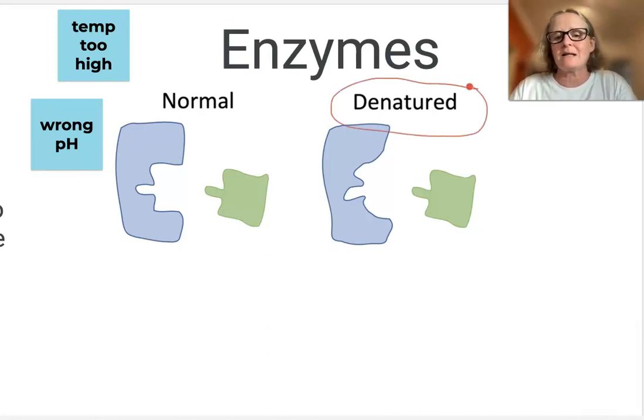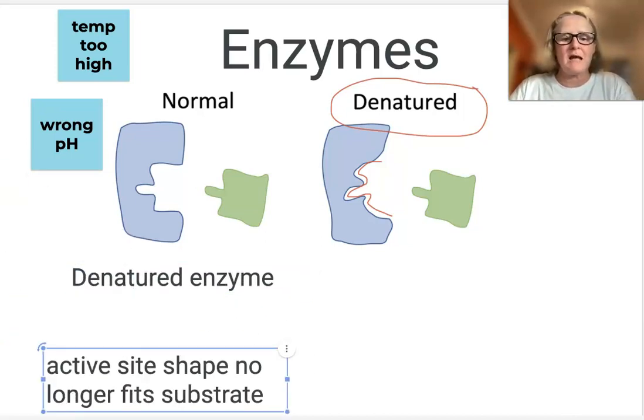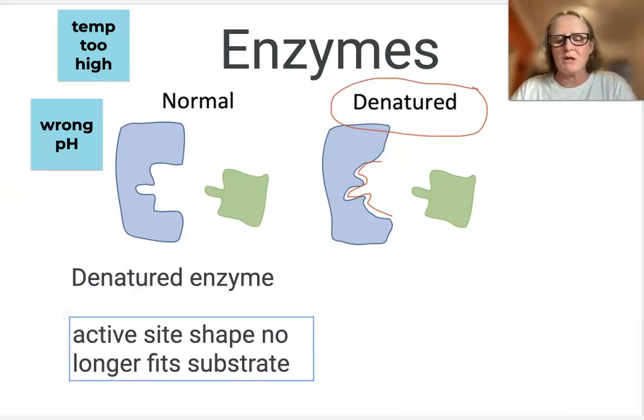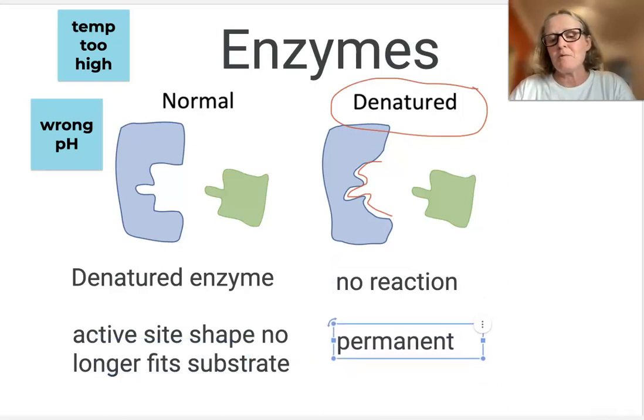So a denatured active site, as you can see in this picture, is an active site whose shape has been morphed out of a perfect 3D specific shape for the substrate. So this means that the enzyme, which is denatured, now has an active site whose shape no longer fits the substrate. Even with an induced fit, it's not good enough. This means that there's no reaction going to take place, and it's usually a permanent change.